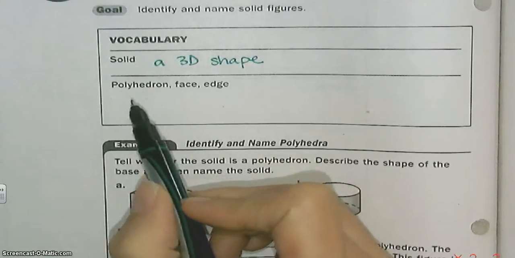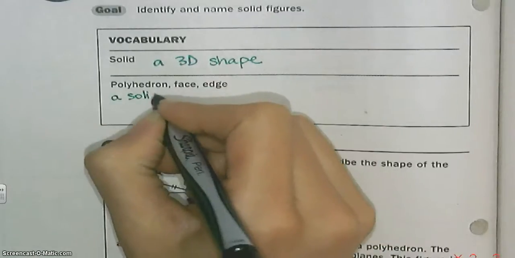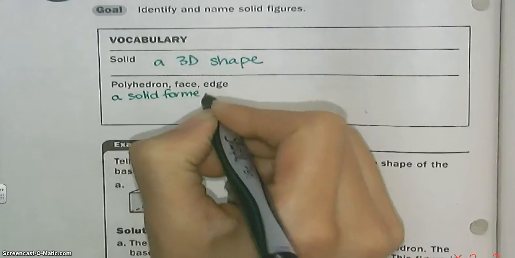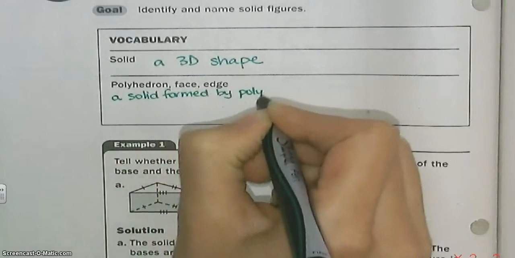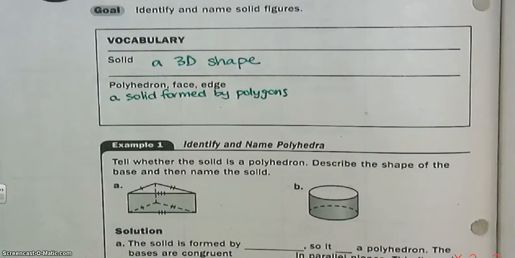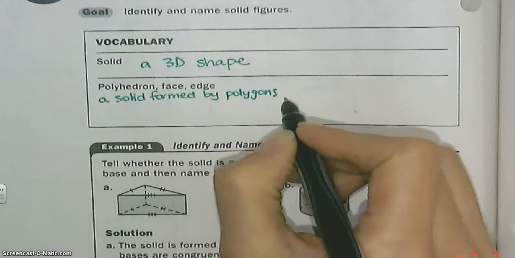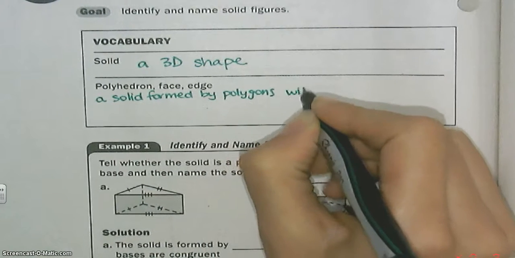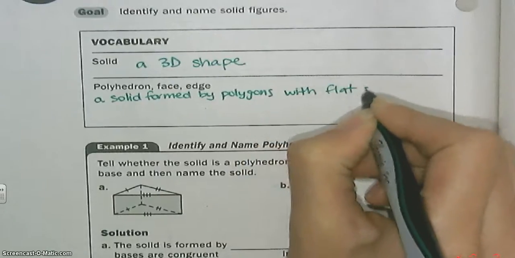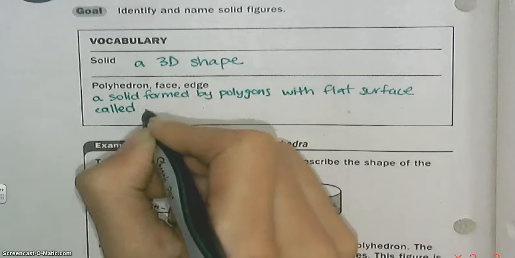A polyhedron is a type of solid that's formed by polygons. Remember, polygons have no curves. They're closed. And then for face and edge, all the flat surfaces are called faces, and the segments joining the vertices are called the edges. So a solid formed by polygons with flat surfaces called faces, I'm sorry.